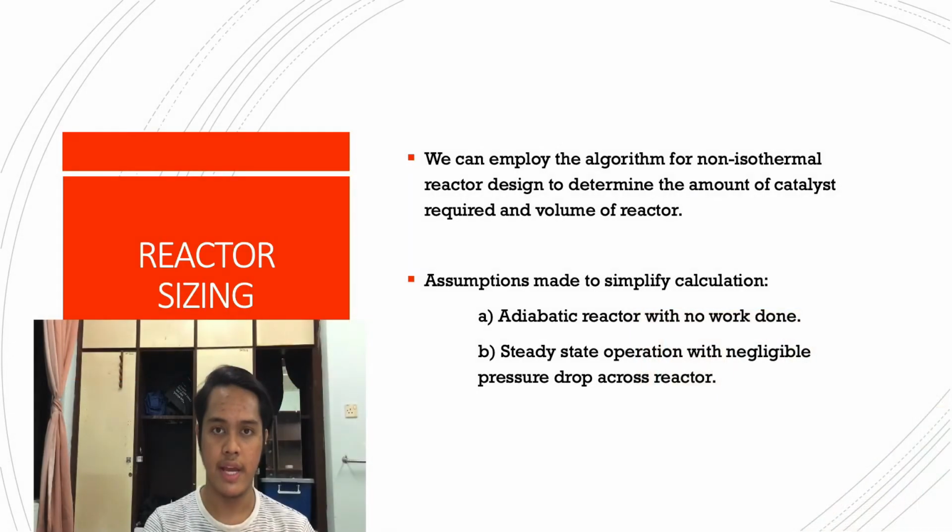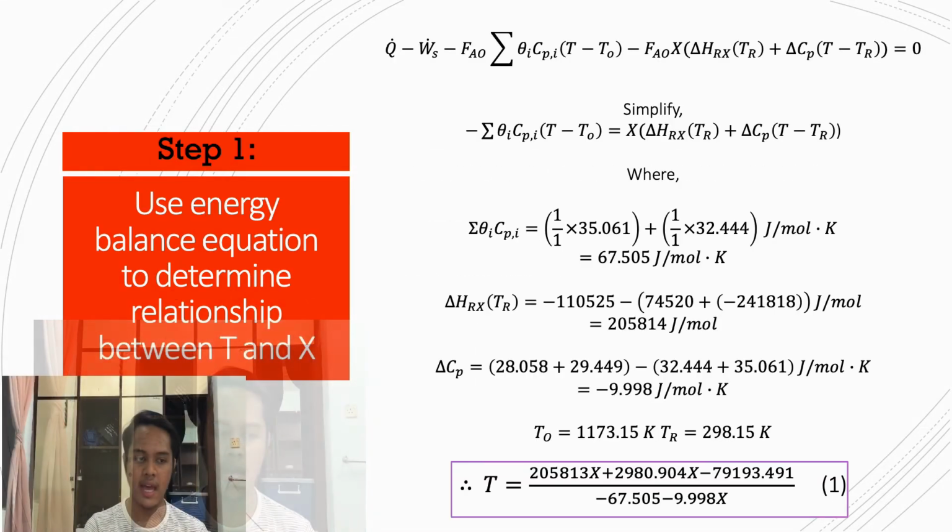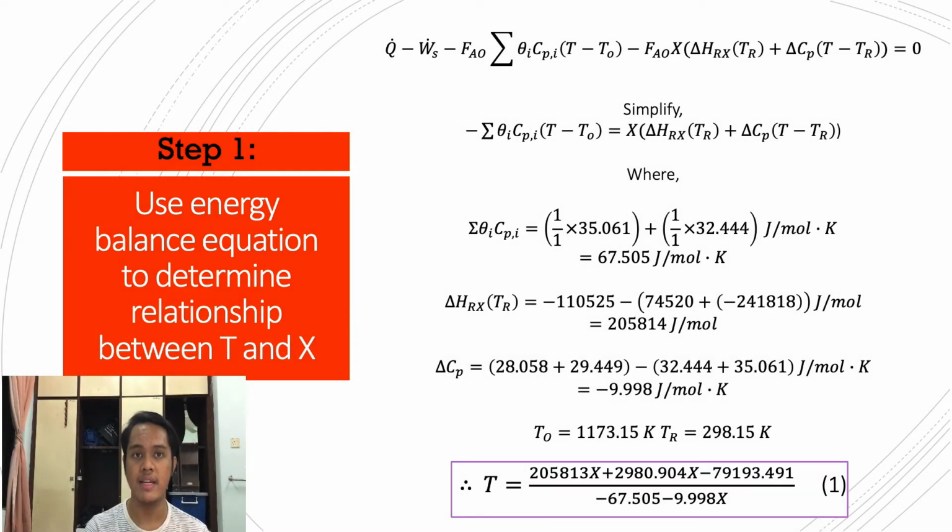Now we can move on to the reactor sizing part, and we can employ the algorithm for non-isothermal reactor design to determine the amount of catalyst required and the volume of reactor. We need to make some assumptions to simplify our calculation. Some of the assumptions are that it's an adiabatic reactor with no work done, and also steady state operation with negligible pressure drop across the reactor.